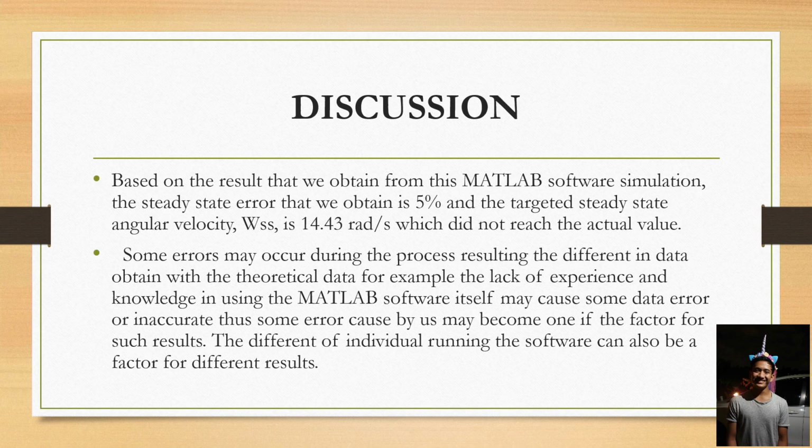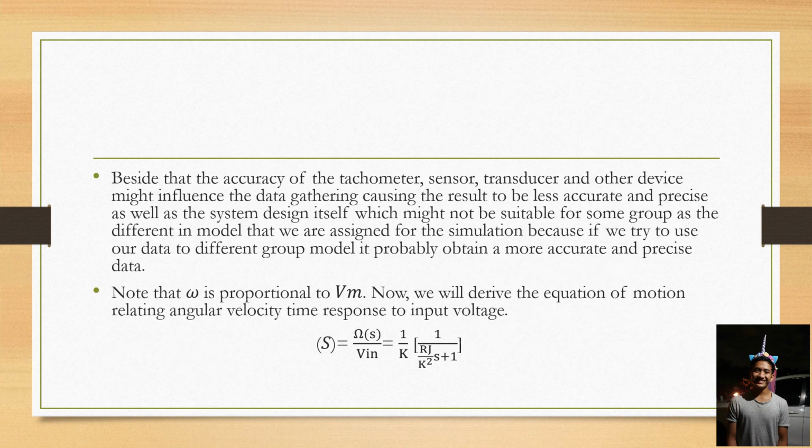The difference of individuals running the software can also be a factor for the different results. Besides that, the accuracy of the tachometer, sensor, transducer, and other devices might influence the data gathering, causing the result to be less accurate and precise, as well as the system design itself, which might not be suitable for some groups, as the design in the model that we are assigned for the simulation. Because if we try to use our data on a different group's model, it will probably obtain more accurate and precise data.